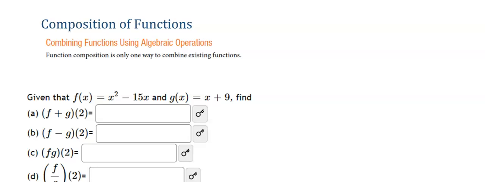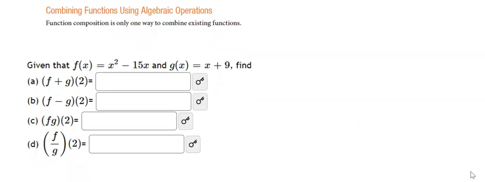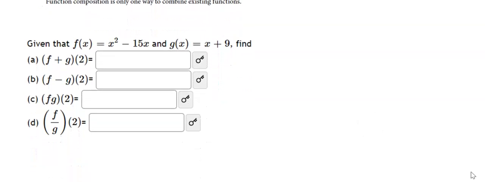We are in section 3.4 and we're looking at a composition of functions. And a composition of functions is the only way we have to combine existing functions, two or more functions. And so let's get right to it in this overview of how we do that. I actually grabbed an example from your quiz, so you'll have a problem something like this.